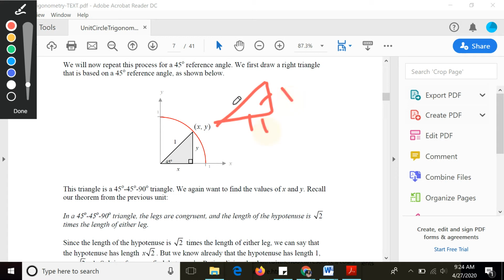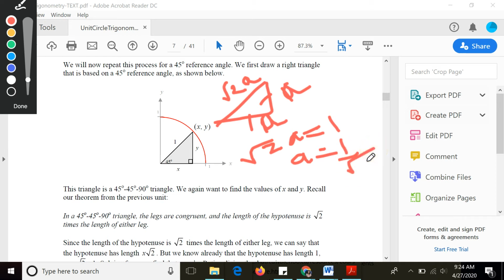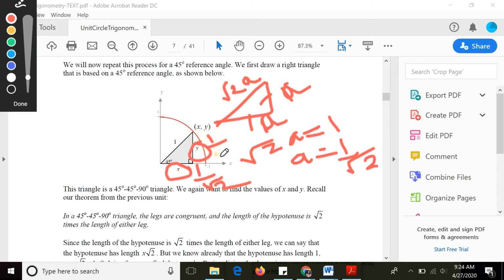So this is 1, this is 1, and this is square root of 2. Let's say square root of 2a. Let's call these a and a, which means square root of 2a in this case is 1, which means what is a? Because it's a unit circle, square root of 2a is 1. So a is 1 over square root of 2, which means x is 1 over square root of 2, and the y coordinate is also 1 over square root of 2.